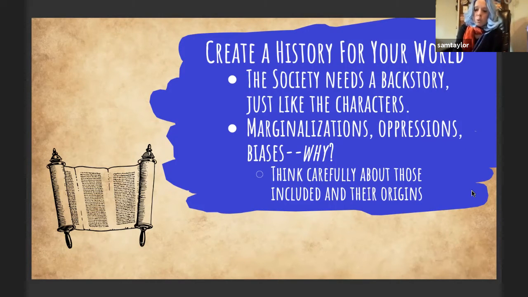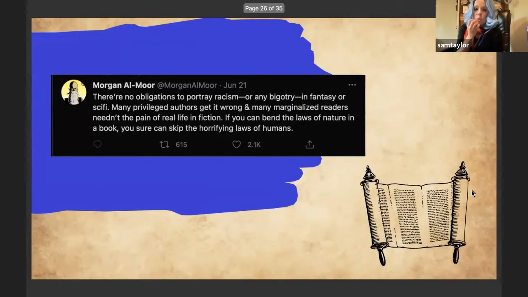Got a quote here I'm going to look at that I found on Twitter recently, just some food for thought. "There are no obligations to portray racism or any bigotry in fantasy or sci-fi. Many privileged authors get it wrong, and many marginalized readers needn't the pain of real life in fiction. If you can bend the laws of nature in a book, you sure can skip the horrifying laws of humans."